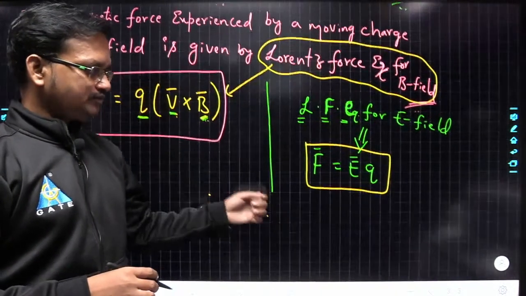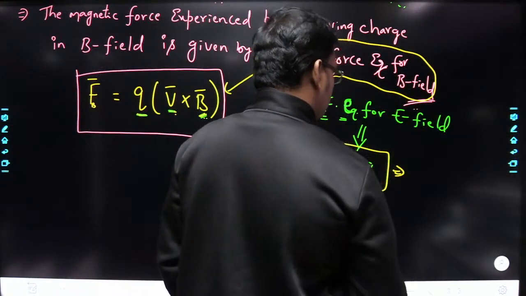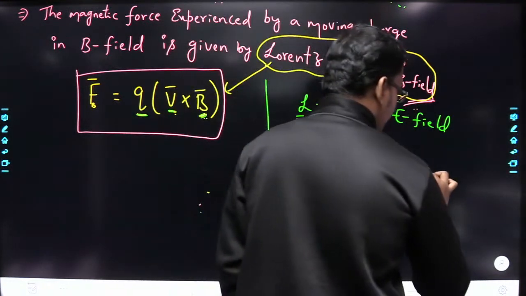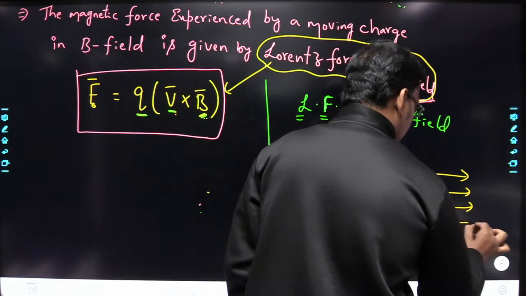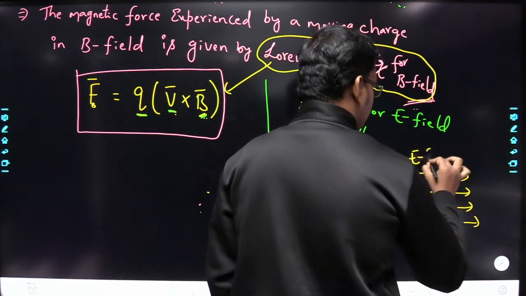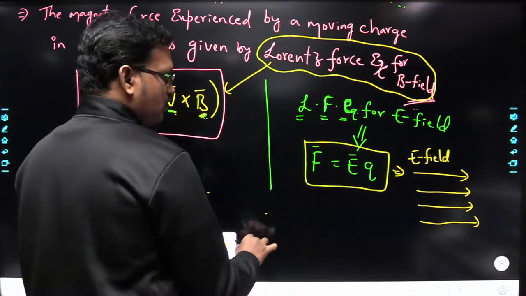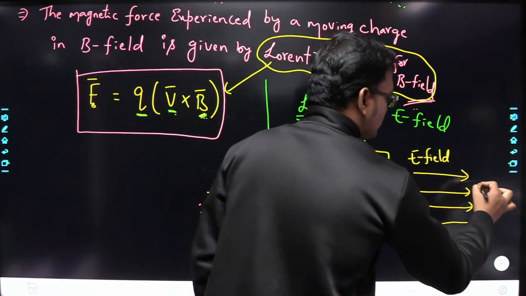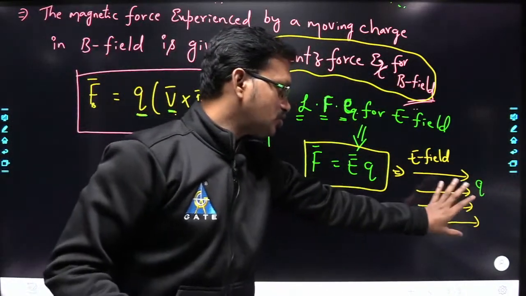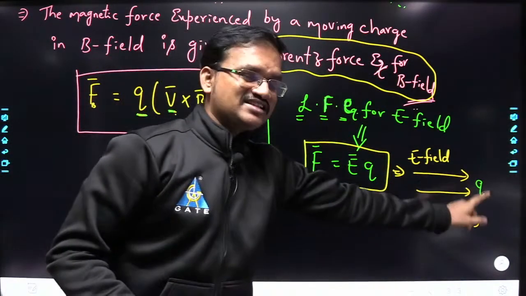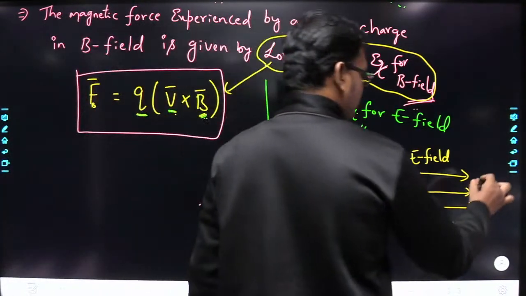Now if you observe this equation, what can you conclude here? Suppose you have an electric field in this direction, let us assume this is the electric field. Now suppose you have a charge Q. Whenever you place a charge Q in an electric field, it is going to experience a force in which direction? If Q is positive, Q is a positive charge.